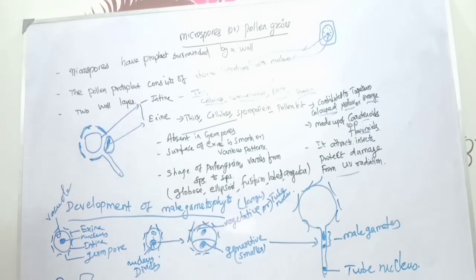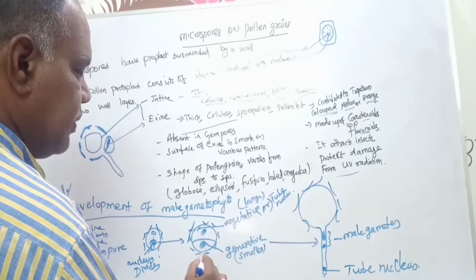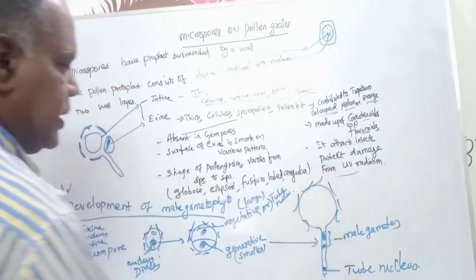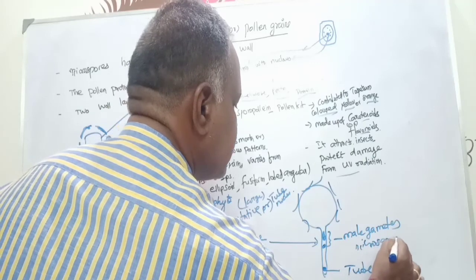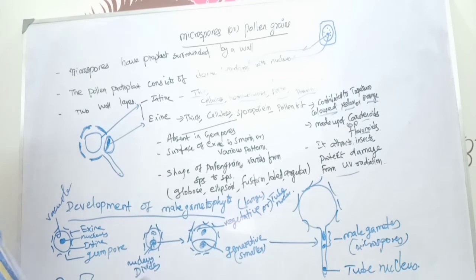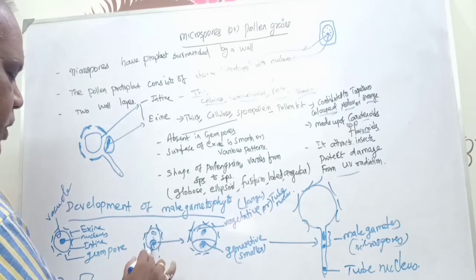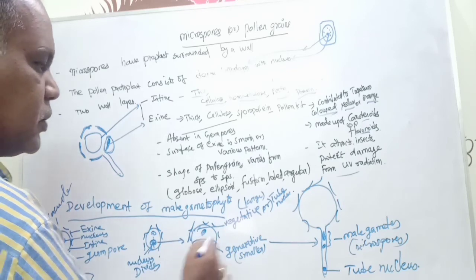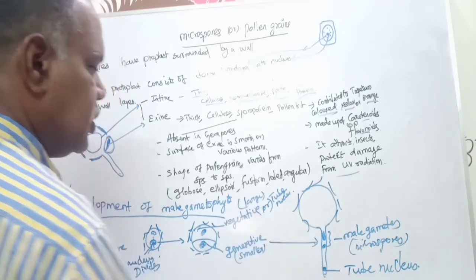Listen, the vegetative nucleus is otherwise called the tube nucleus. The generative nucleus again divides into 2, that is 2 male gametes. The vegetative nucleus is otherwise called the tube nucleus.